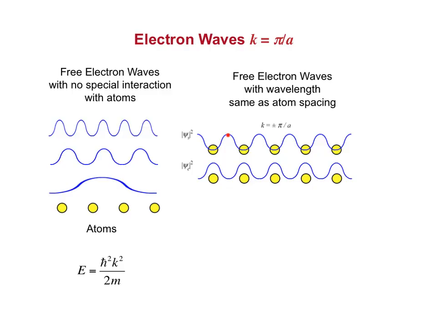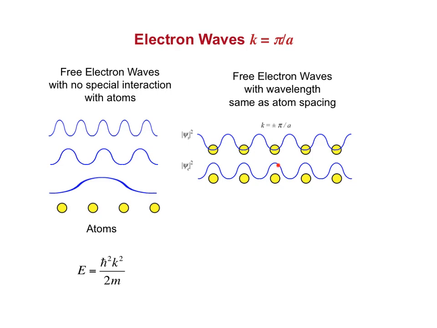Consider now wave functions that just happen to be coherent with the lattice of atoms in a crystal. This happens, for example, when the wave vector is pi over a. When the wave function is sine kx, there is zero intensity of the wave function at the atom location. All of the electrons are between the atoms. The cosine wave function, on the other hand, has all of its electrons at the atoms.